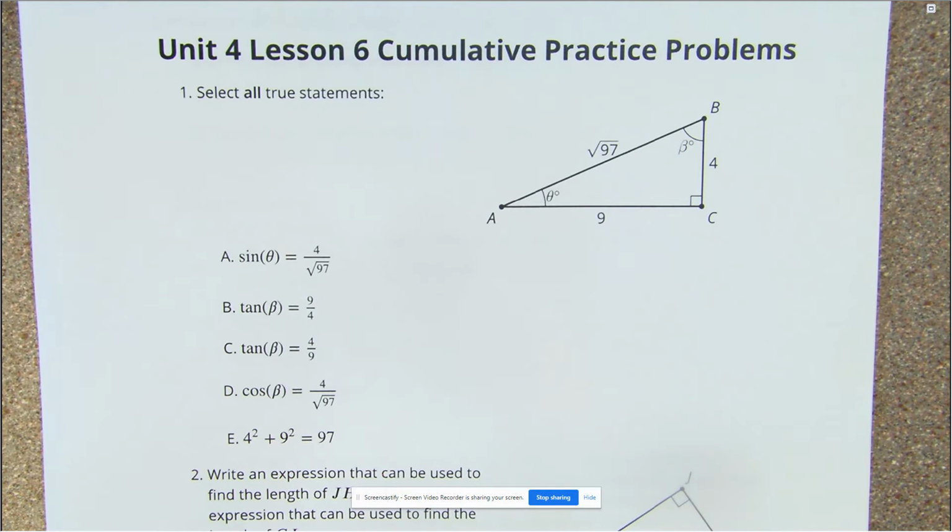I'm going to be doing the Unit 4 Lesson 6 practice problems. You might be doing them on Desmos or you might be doing them in your book.